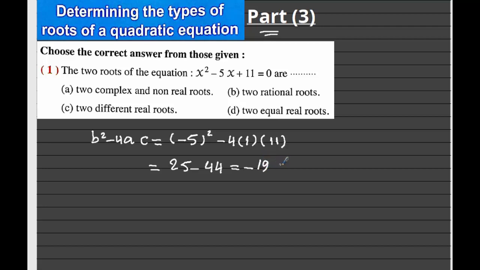Negative 19 is less than 0. So the discriminant here is negative. So the two roots are complex and non-real roots. So we will choose letter A as a solution.